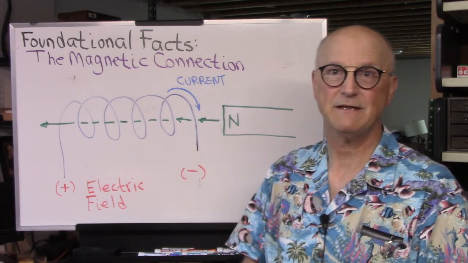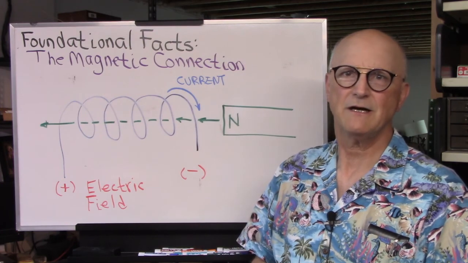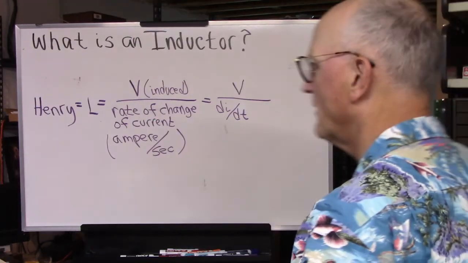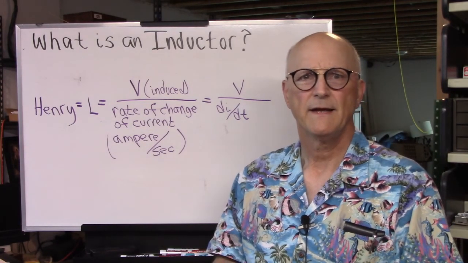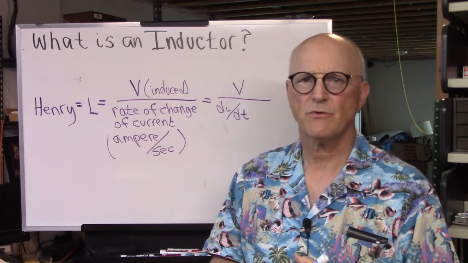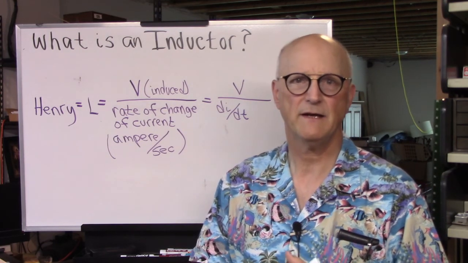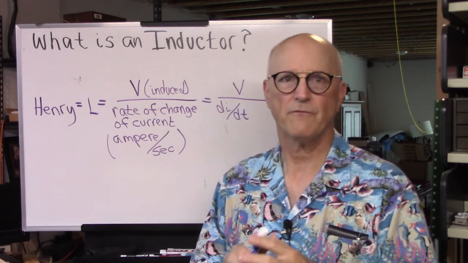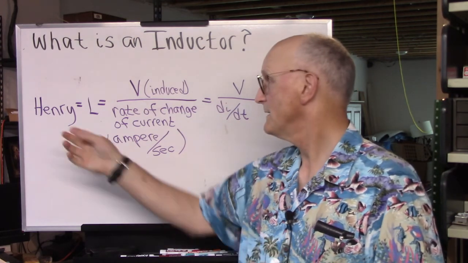Now that we've set these foundational facts in place, we can start talking about inductors. So what is an inductor? An inductor is an energy storage device which stores its energy in the form of a magnetic field which is produced when an electric current flows through it. The unit for inductance is the Henry.